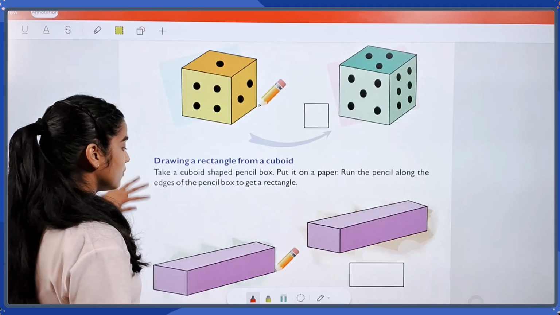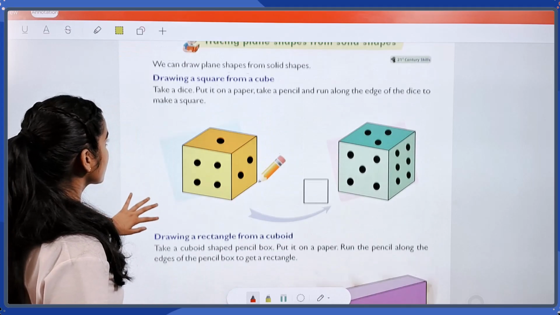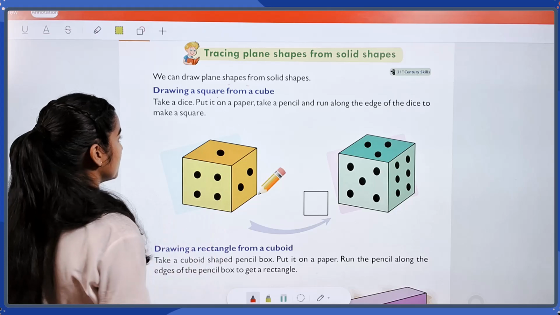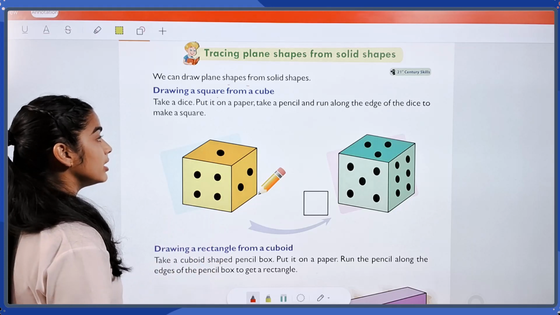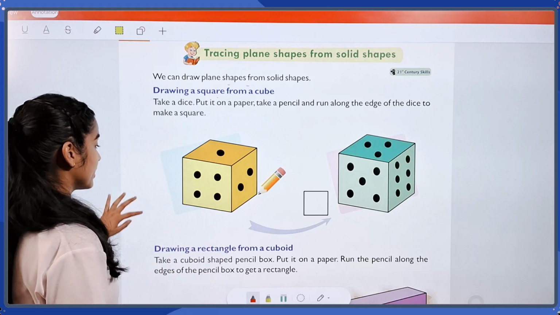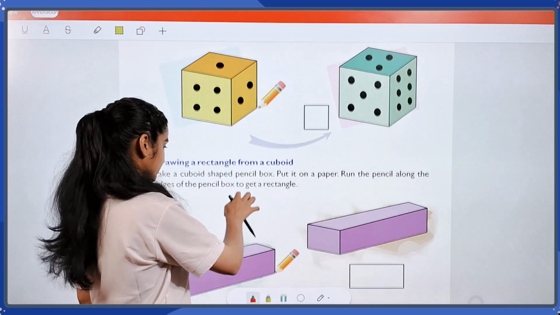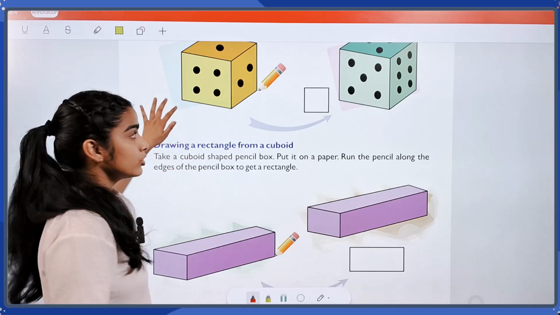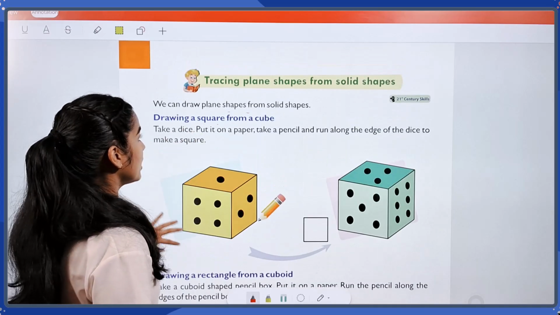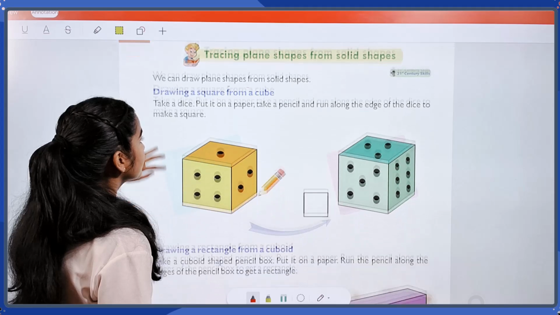So first of all, what do we do? First, we make a square. Take a dice, put it on a paper, take a pencil and run along the edge of the dice to make a square. So first we have to make a square like this. So with the help of your 3D shapes, solid shapes, you are able to form your plane faces.